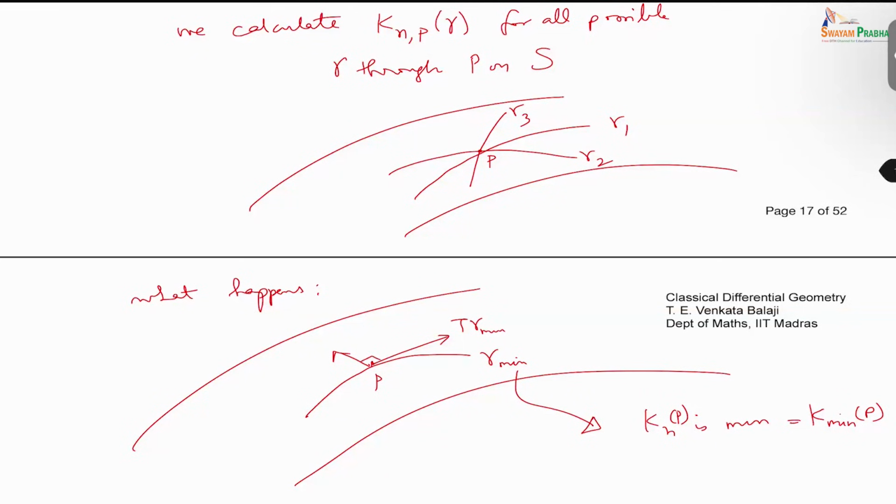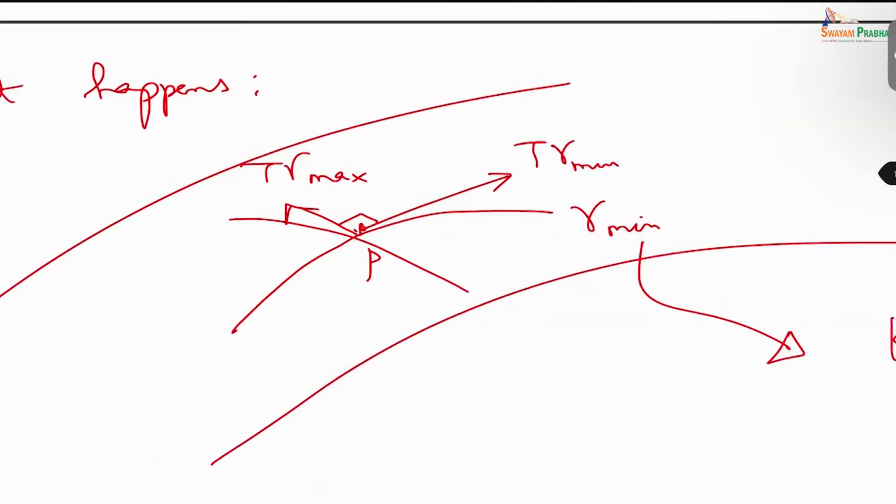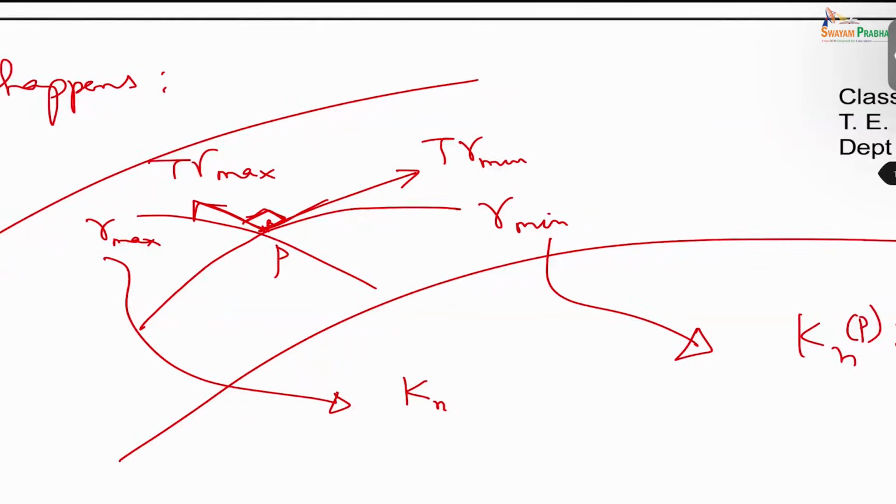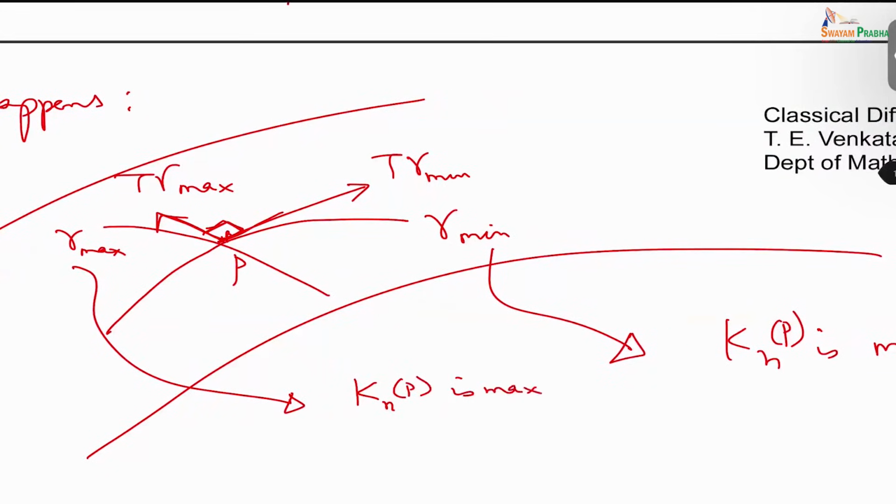Then there is another direction which is exactly at 90 degrees, and there is another curve like this. Along this direction is T gamma maximum, and this is your curve gamma maximum. The big deal is that these two are at 90 degrees to each other, and corresponding to this gamma maximum, the normal curvature at the point P is a maximum. This is something that happens, and this has to be proved.